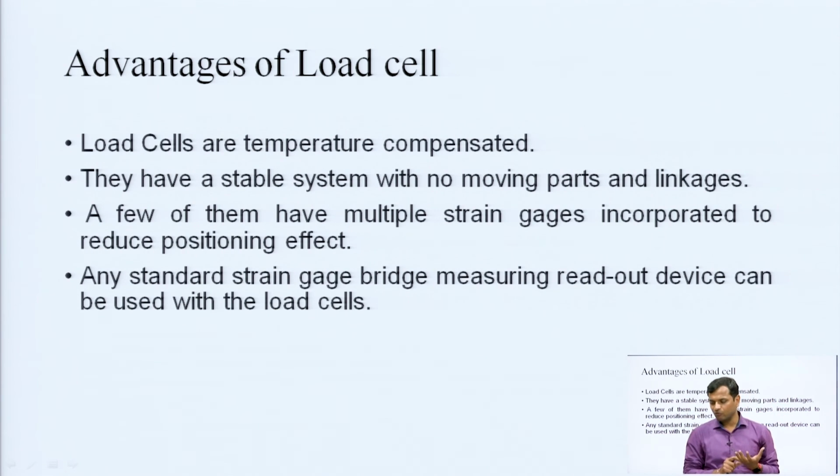A few of them have multiple strain gauges incorporated, to reduce position effect. So, in that we can see that in the strain gauges we have used, there are no moving parts, and also in the beam type load cell or in the column type load cell, we have used arrangements of multiple strain gauges. We have seen that in the beam type load cell we have used 4 strain gauges, and in the column type load cell also we have used multiple strain gauges. So, that will increase the accuracy and the resolution of the devices.